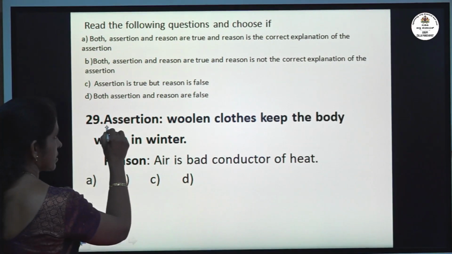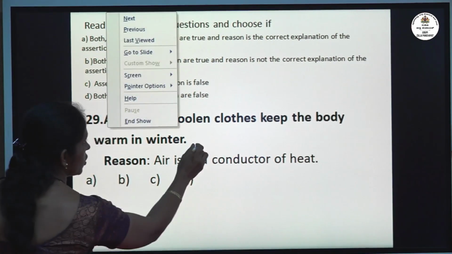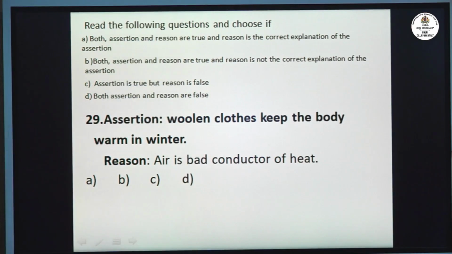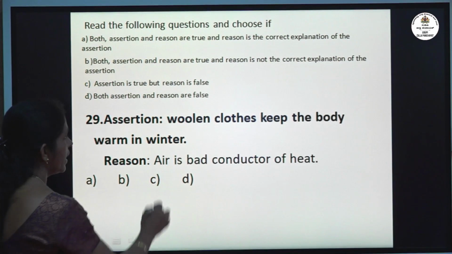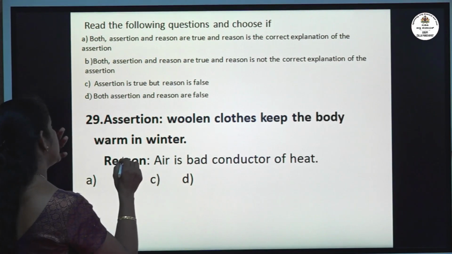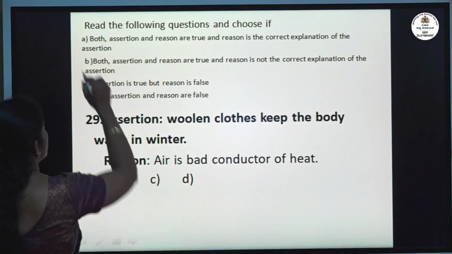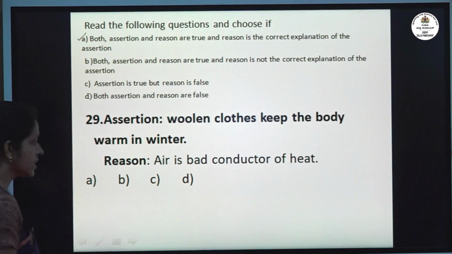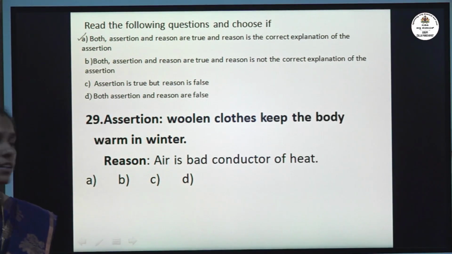This is correct. Assertion is true because woolen clothes keep the body warm in winter, and reason is also true. Air is bad conductor of heat. Air does not conduct heat. Therefore, option A is the correct answer. Both assertion and reason are true. Reason is the correct explanation of assertion.